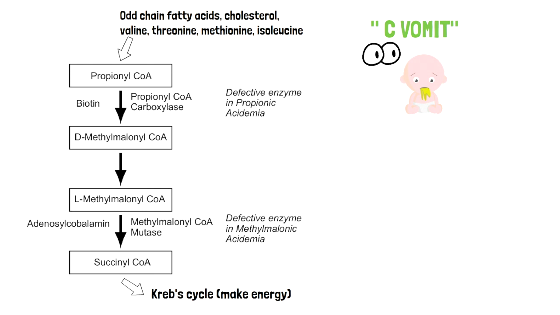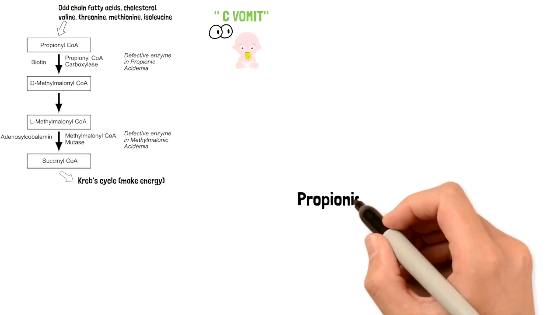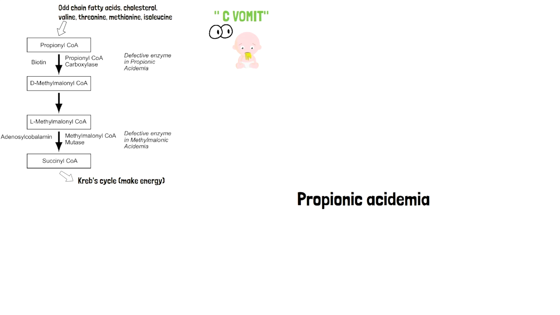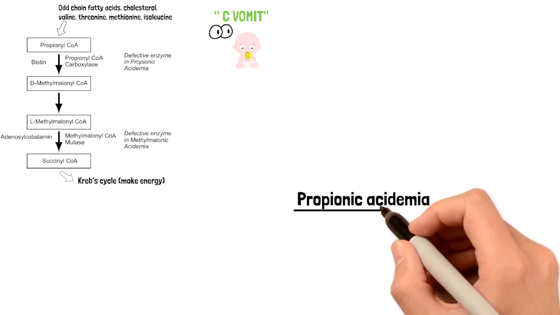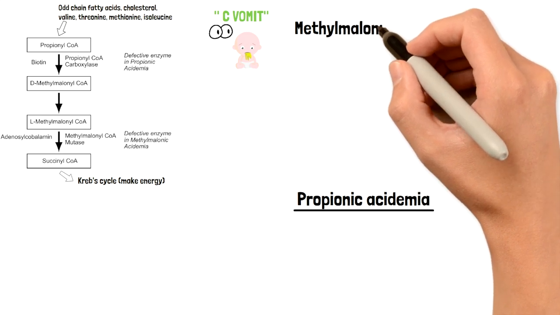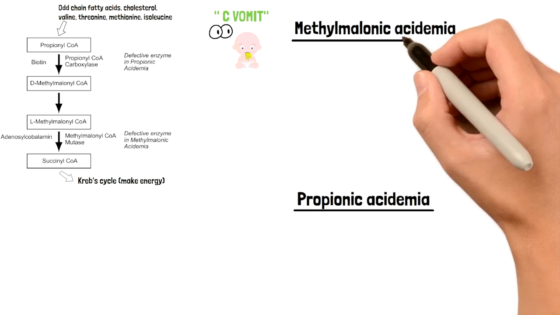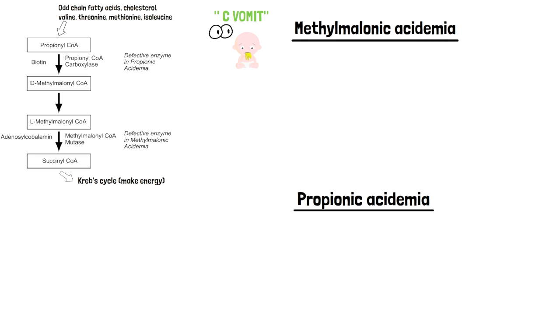Now that we understand the pathway as a whole, we can talk about problems we encounter in this pathway. So the first problem we can encounter is something called Propionic Acidemia. Now, this is a problem that happens within that first step of the pathway. Meanwhile, Methylmalonic Acidemia is a problem that happens between the second and the third steps of that pathway.